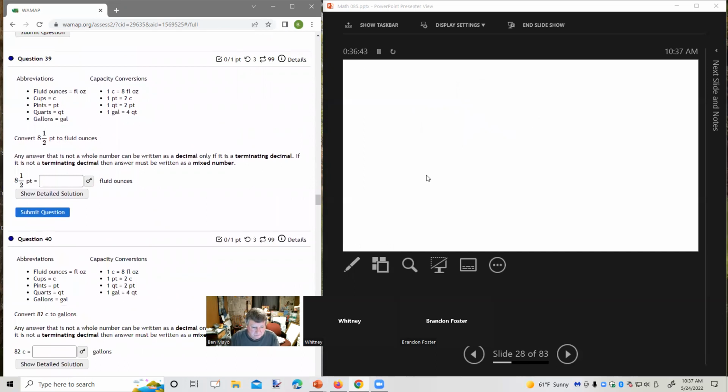Will the conversions on there be on the final as well? Yes, they will. Just like they are here. It won't tell you how to use information, but it will give you the information. Okay, all righty.